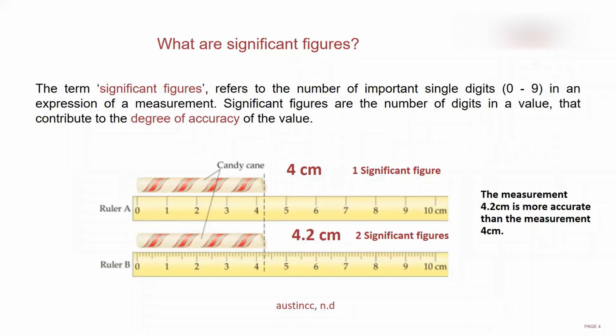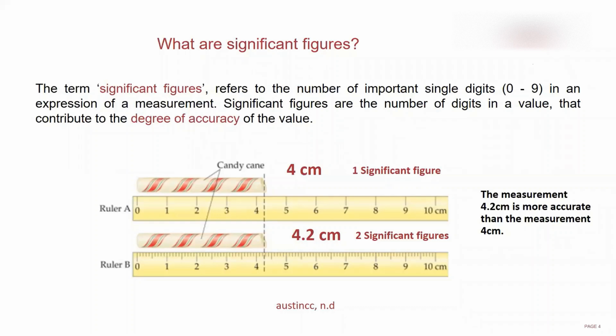Let's take this example. Here we have a candy cane and we are measuring the length of the candy cane using 2 rulers. When we use the first ruler, we can read the length as 4 centimeters. And when we use the second ruler, we can measure 4.2 centimeters as the length. So we are measuring the same candy cane, but we got 2 readings from the 2 rulers.